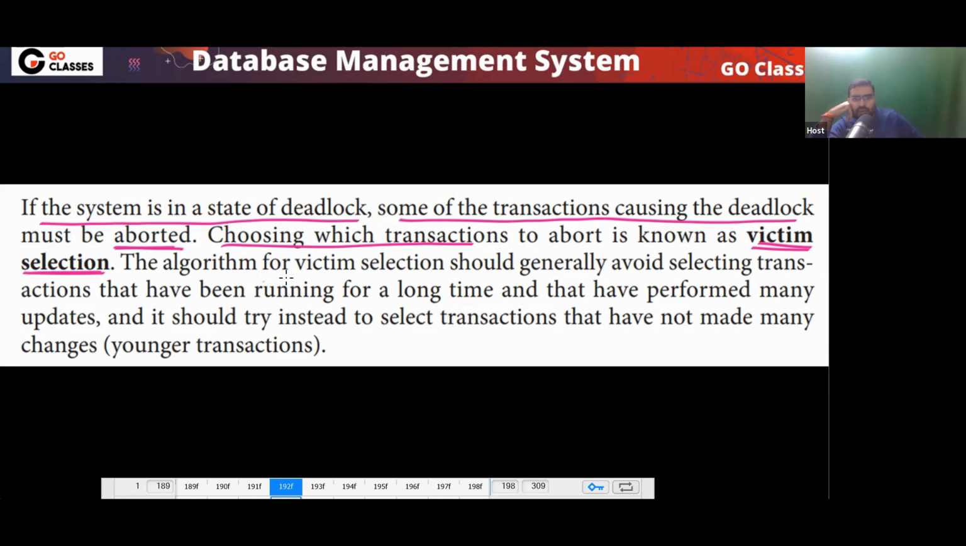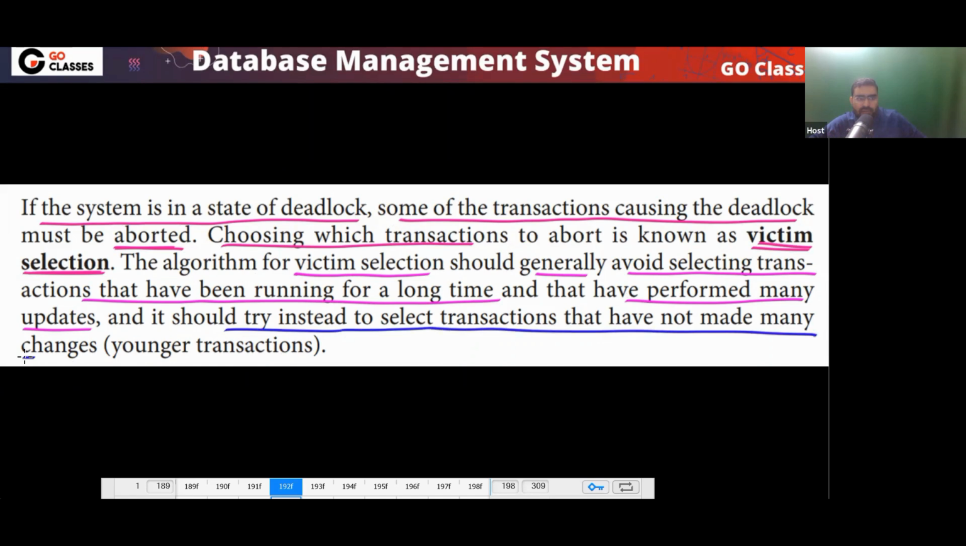Then generally what do we do? Generally we take the transaction which has been running for a small time. We avoid selecting the transaction which has been running for a long amount of time, meaning it has done a lot of updates. So we select the transaction that has not made many changes, the younger transaction. We will kill the younger transaction because it has not done much computation. Okay, so this transaction we will kill.